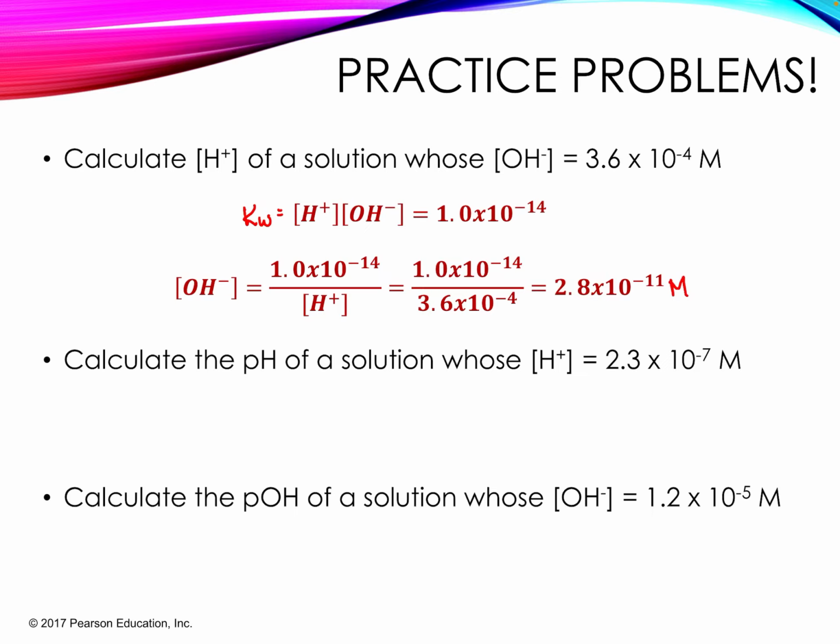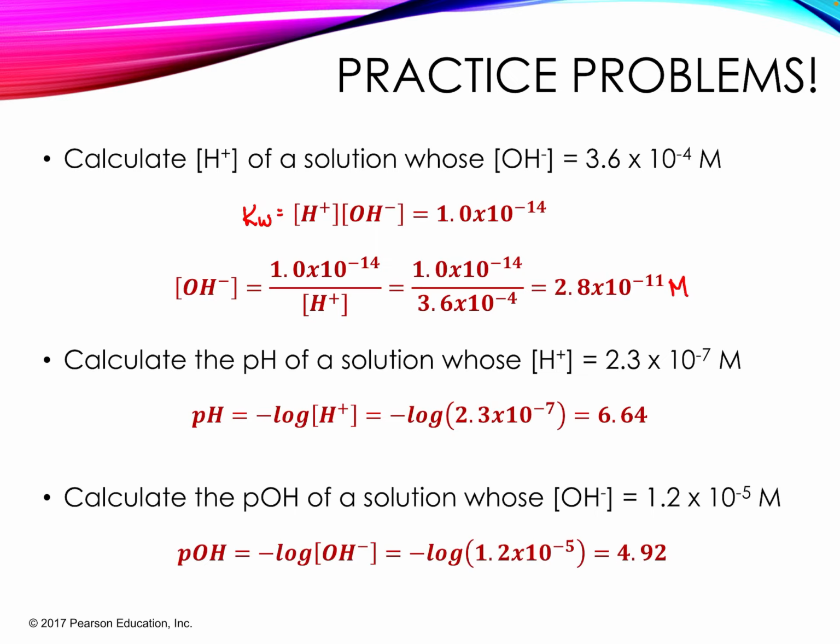Okay. For the next one, it says to calculate the pH of a solution whose hydrogen ion concentration is 2.3 times 10 to the minus 7th molar. We have an equation that directly relates this. In order to get from our hydrogen ion concentration to pH, we are just going to take the negative log. So when we take the negative log of that number, then we're getting 6.64 as our pH. And then similarly, to calculate the pOH from our hydroxide ion concentration, we are just going to take the negative log of that concentration to find our pOH.